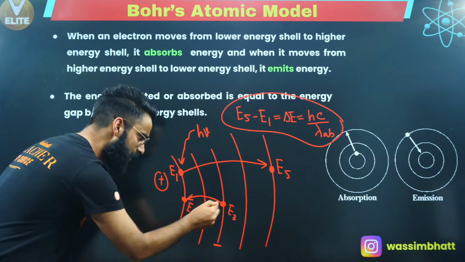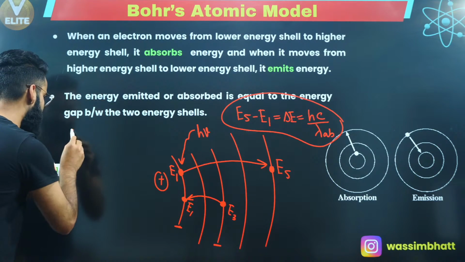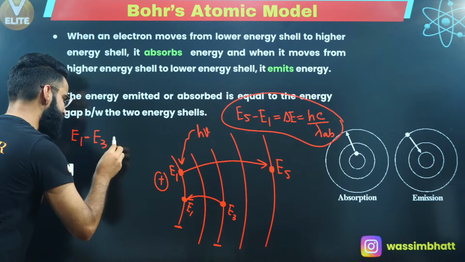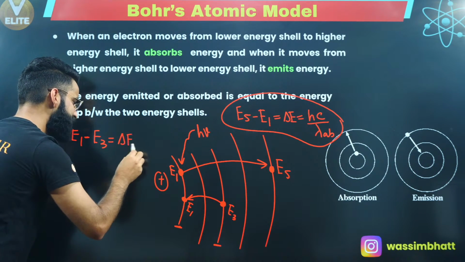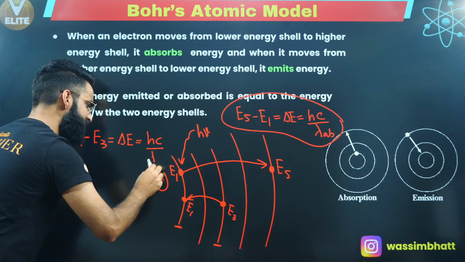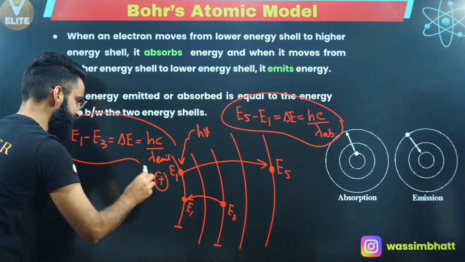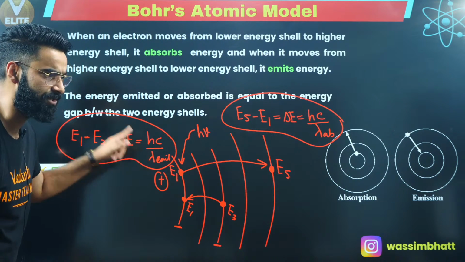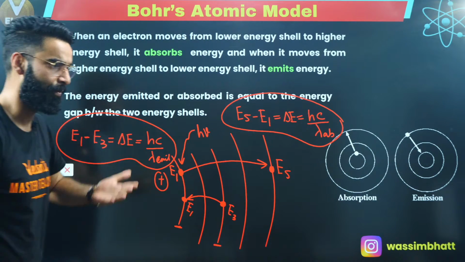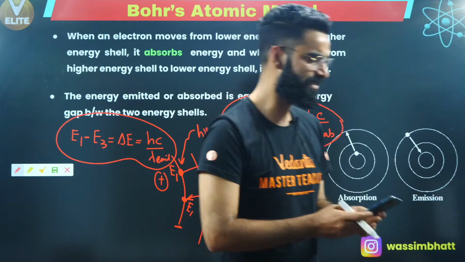Now, if I ask you, what is the difference in the energies over here? Final energy of the electron, which is E1, minus initial energy of the electron, which is E3. This is basically the energy gap between the two shells. And this much amount of energy electron is going to emit in the form of photon hc divided by lambda. This is lambda emitted over here. So by using this relation, you can easily calculate the wavelength of the photon emitted when the electron makes a transition from higher energy state to lower energy state, right?